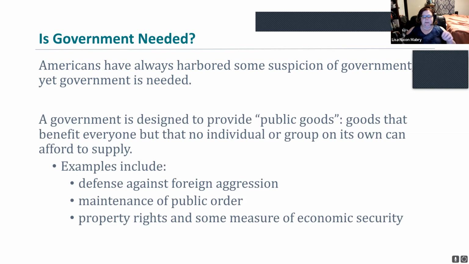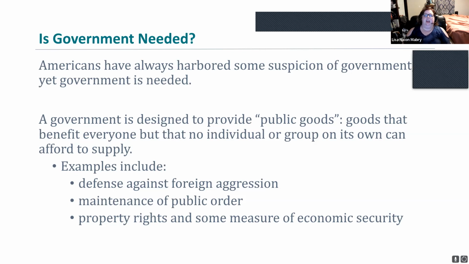Examples of things that our government provides because we don't have the means to do it ourselves: the military, right? Defense against foreign aggression, maintaining public order. That's where our police force and things like that come into play. Your property rights and measures of economic security. Way back in the day, people would have a shotgun or a musket and say, get off my land. That would be how they protected their property rights. But it's a little more complicated now, right?